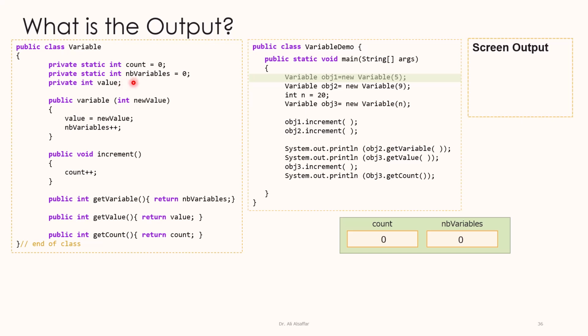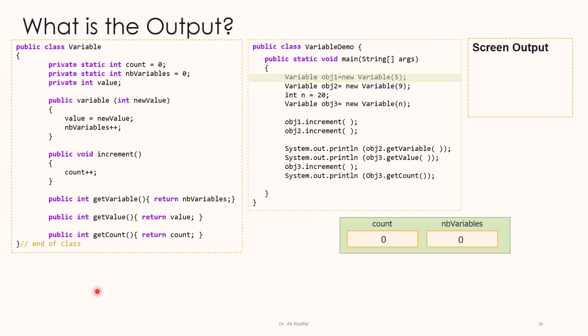So therefore, when an object is created from this class, the system will automatically give it a default value, which is 0. The class also has a constructor that receives one input parameter as integer. It saves this input parameter to the instance variable value. At the same time, it increments the static variable NB variables by 1. Also, the class has a method called increment that increments the static variable count by 1.